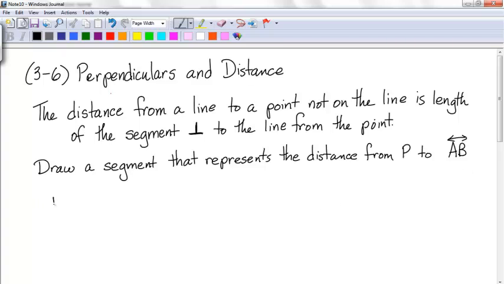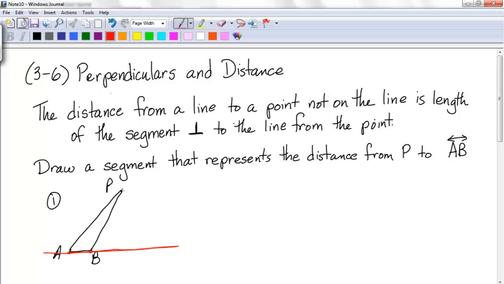Okay? And let's say they give you this as an example. They give you a triangle that looks similar to this. Okay, and label this is A, this is B, and this is P. Now they're saying line AB. So you have to look at this. Right now it's a segment AB, but you got to think of it as a line through point A and point B. The distance from point P to AB is actually the perpendicular.